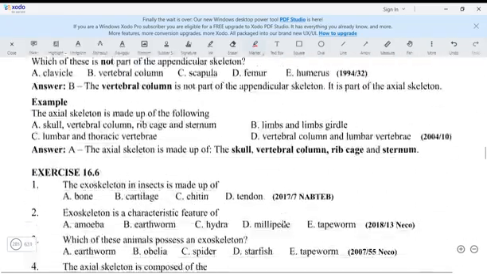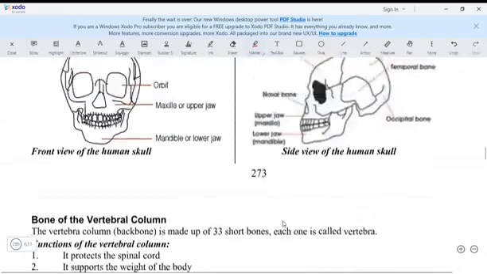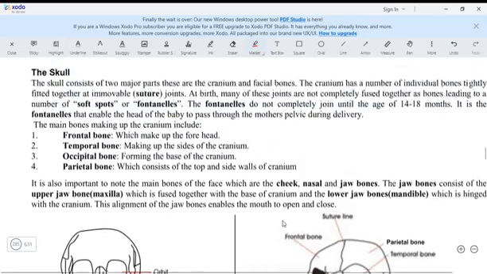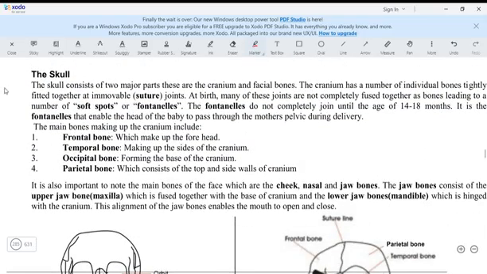Now another thing we want to consider is picking them one after the other. The first part of the axial skeleton is the skull. So what can we say about the skull? The skull consists of two major parts: the cranium and the facial bones. What is the meaning of cranium? It is called the brain box. So the cranium is the brain box, where the brain is found.